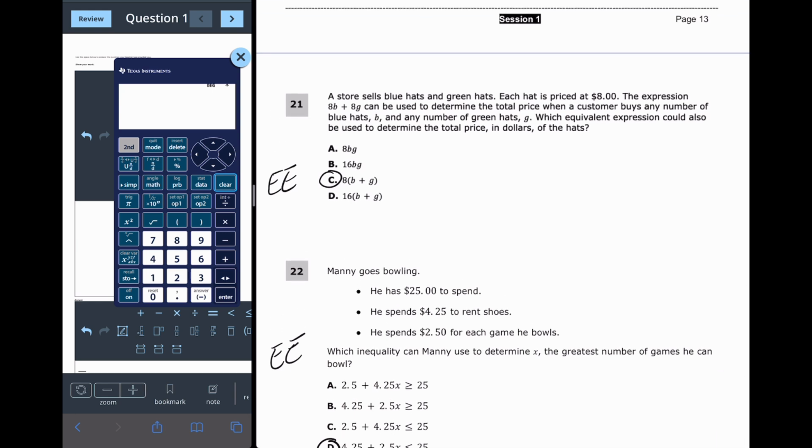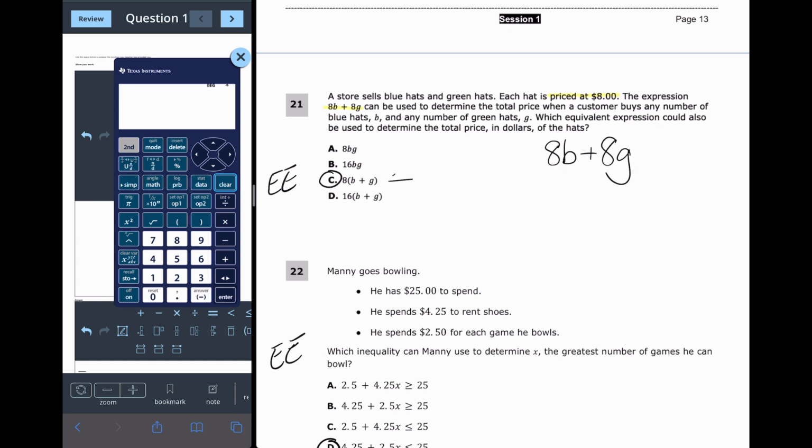Starting with 21, a store sells blue hats and green hats. Each hat is priced at $8. The expression of 8B plus 8G can be used to determine the total price when the customer buys any number of blue hats and any number of green hats. Which equivalent expression could be used to determine the total price in dollars of the hats? So let's start by jotting this down. So we have 8B plus 8G, and we want to know which expression is equivalent to the ones on the side.